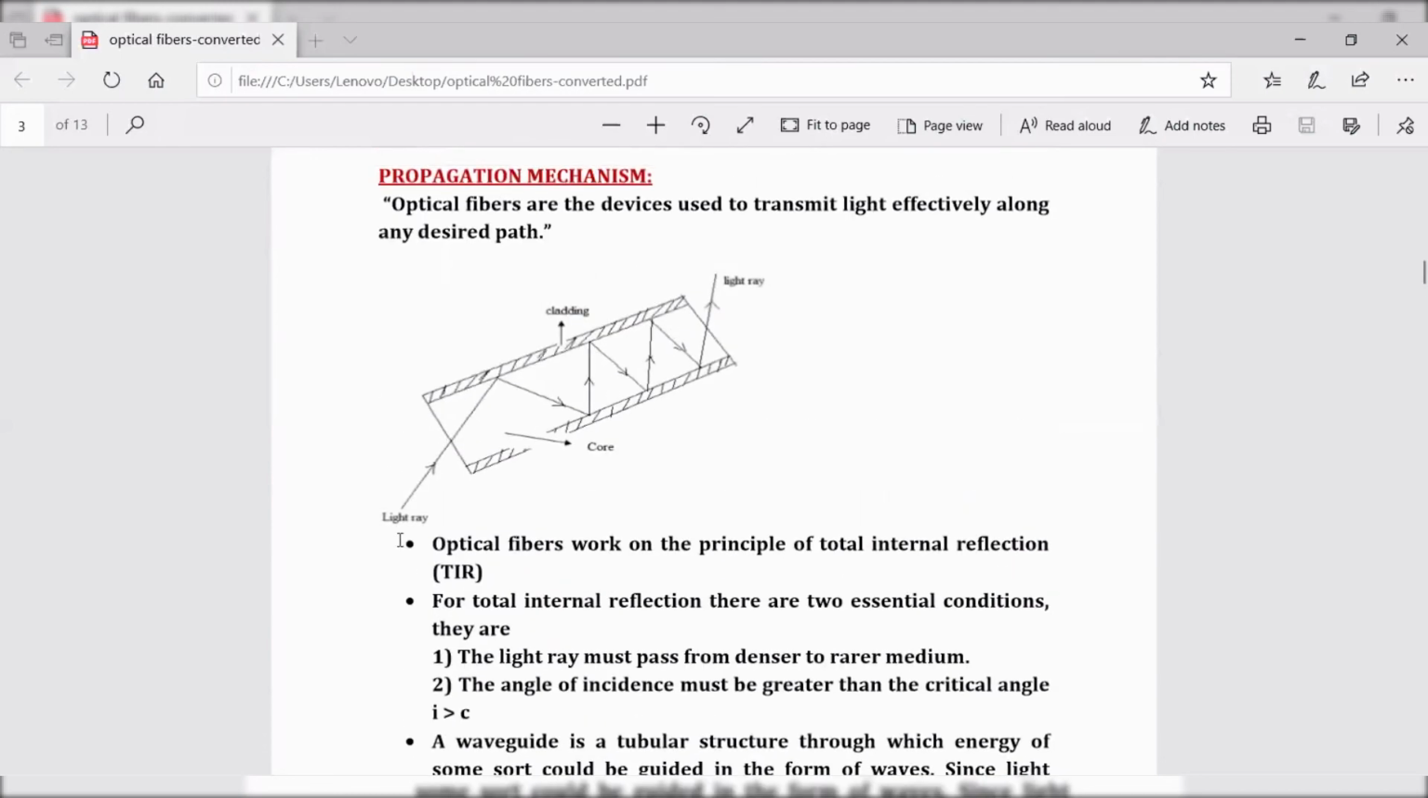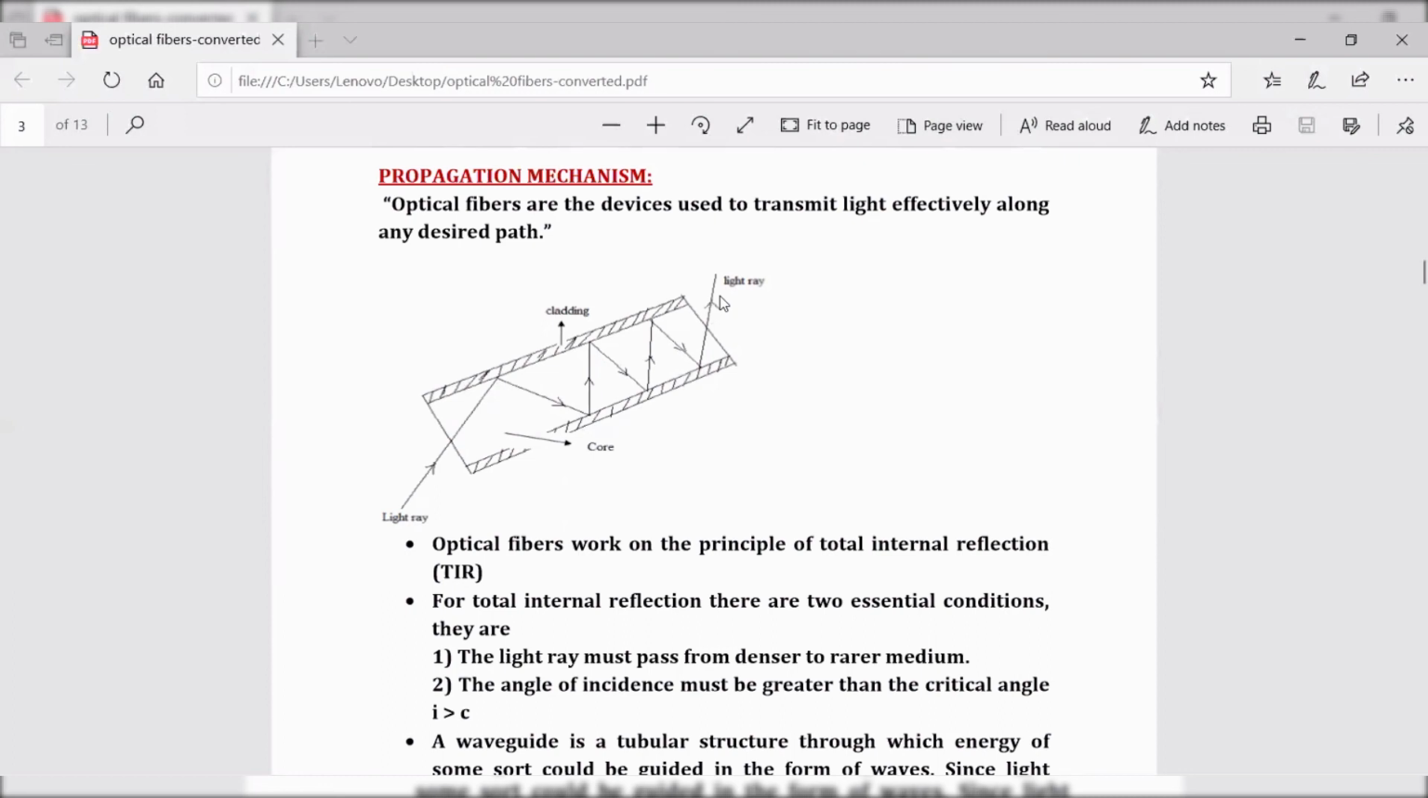Now, any light ray which enters the core at an angle of incidence can strike the core cladding boundary because of the larger angle of incidence. As it strikes the core cladding boundary, it undergoes multiple reflections inside the optical fiber. Since each is a total internal reflection, the light signal sustains its strength and confines itself within the core during propagation, and without loss in the signal, it reaches the other end.